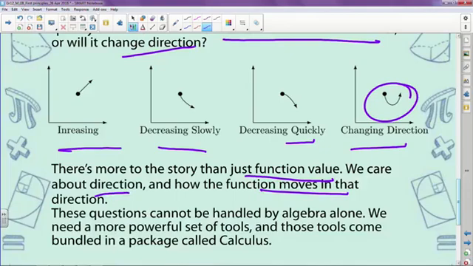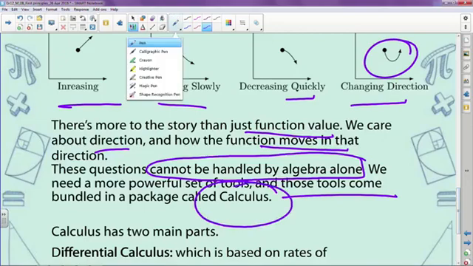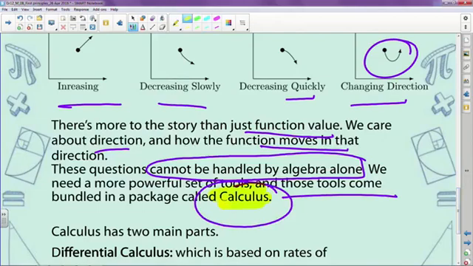And those kind of questions cannot be handled by algebra alone. Just with the tools you have so far, you cannot answer that question. We need a more powerful set of tools, and those tools come bundled in a package called calculus. Okay, so that's the big guy. That's what we're looking at today. That's the important concept for today's lesson.